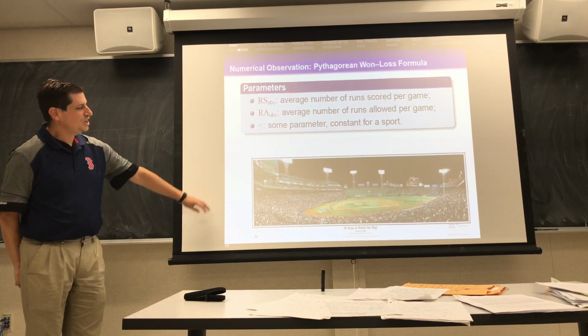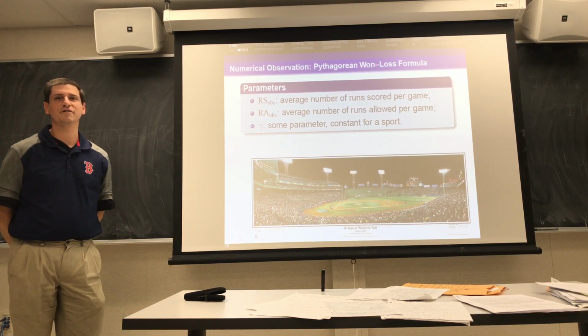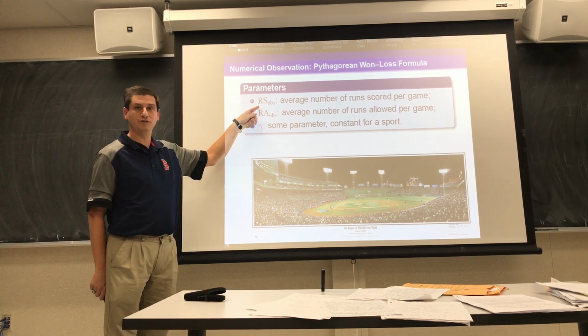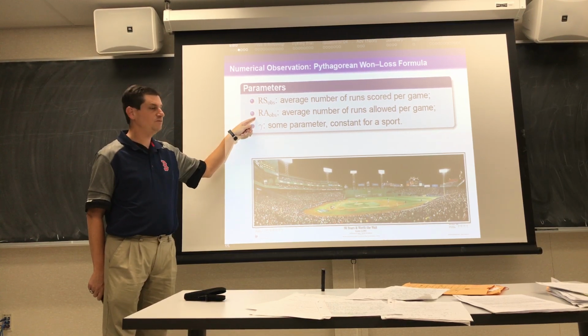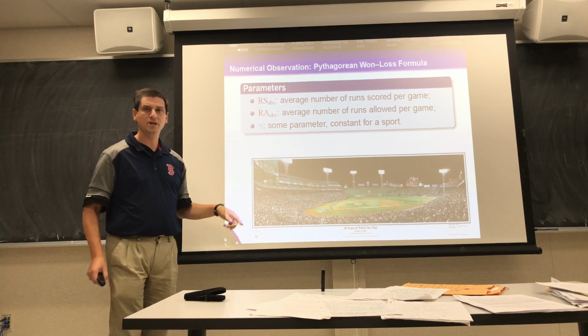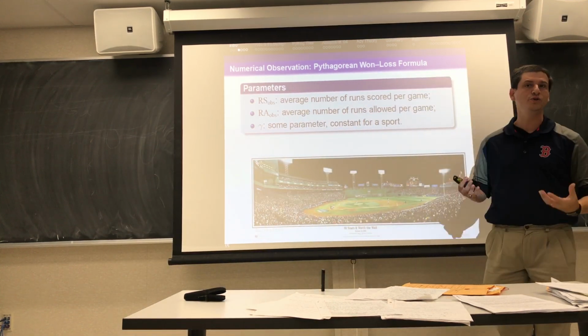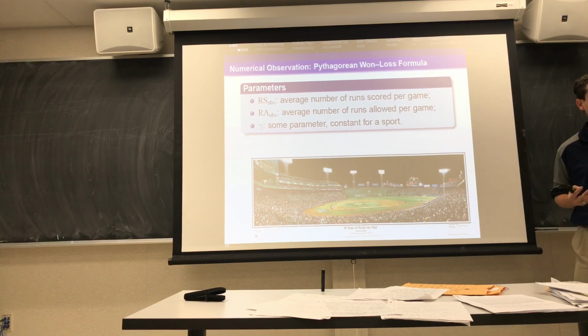All right. Here are the parameters for the Pythagorean win-loss formula. It really doesn't need that much: the average number of runs you score per game, the average number of runs you allow per game, and then gamma, which is some constant different for different sports. So you can do this in football, you can do this in basketball, you can do this in hockey.